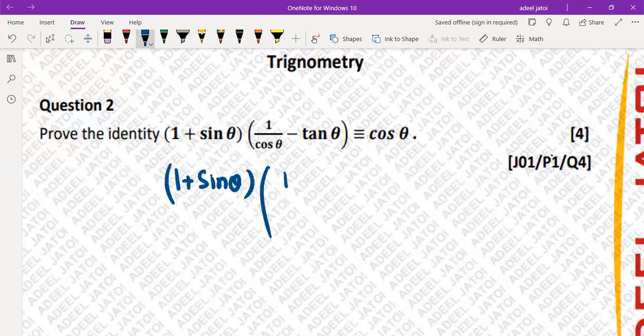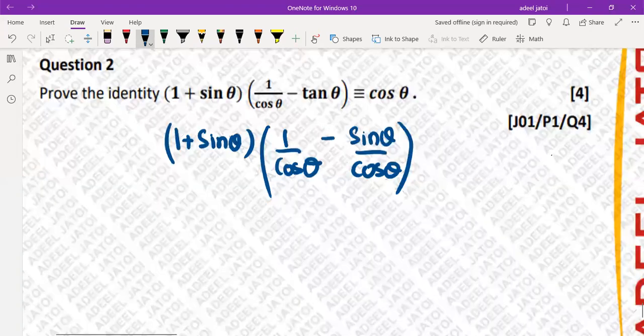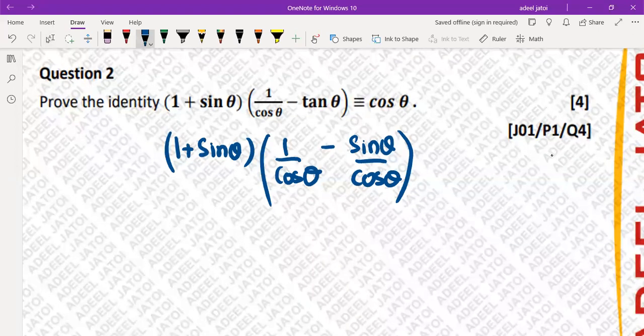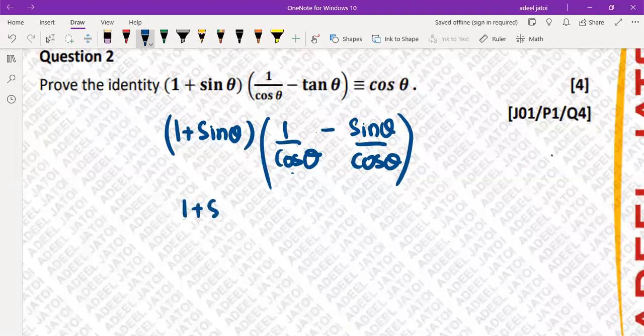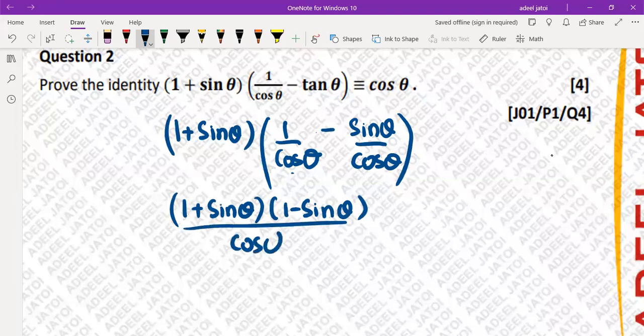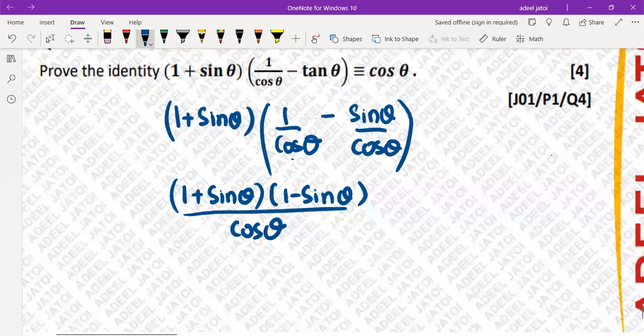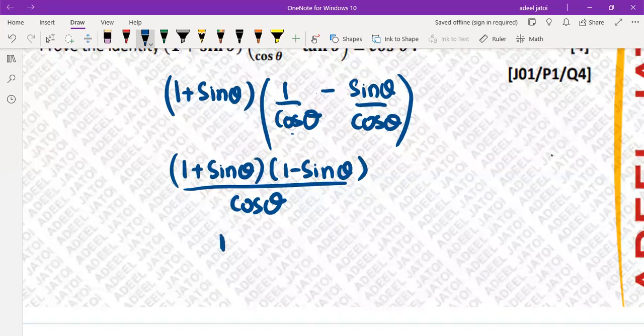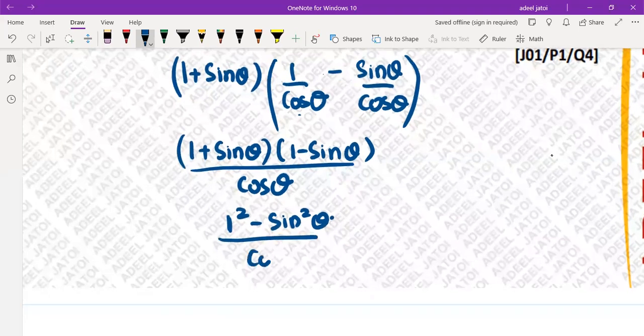Here I can do one thing: 1 upon cos theta will stay the same, but tan theta can be changed to sin theta upon cos theta. Do you agree? Now can I say 1 plus sin theta, 1 minus sin theta? Can I say both the LCMs are same? So this should be 1 plus sin theta, and this should be 1 minus sin theta upon cos theta, because obviously this is also being multiplied. So 1 plus sin theta, 1 minus sin theta: can I use the identity 1 minus sin square theta? That means this becomes upon cos theta.